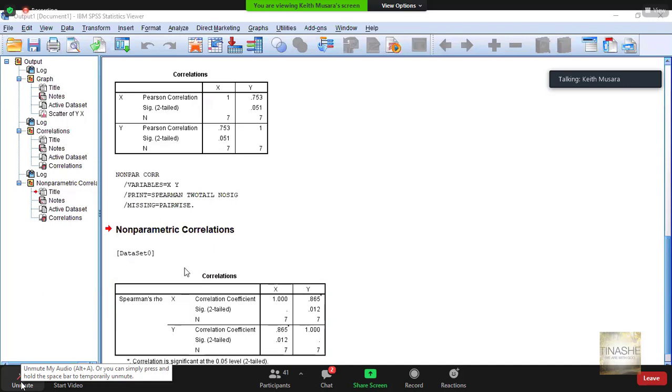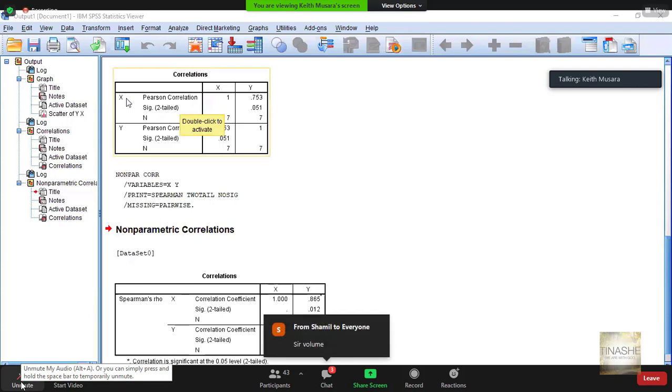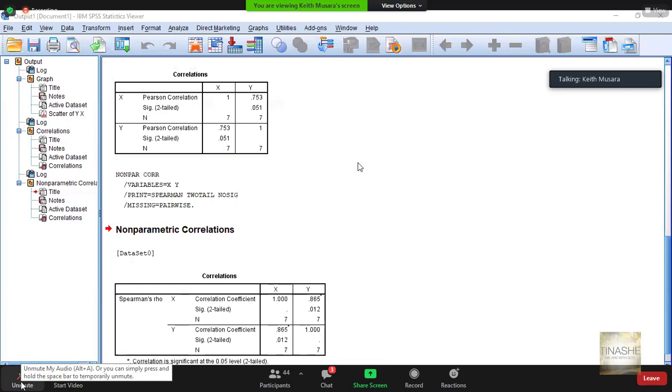Now, for you to understand this, it's the correlation between X and Y that you are concerned about, not X and X. That's why you see that this is more of a matrix, right? The correlation of X and X is 1, so you're not concerned about that one. We're concerned about the correlation between X and Y, which is 0.753. That's the correlation that you want. So 0.753, that's the correlation that we have.